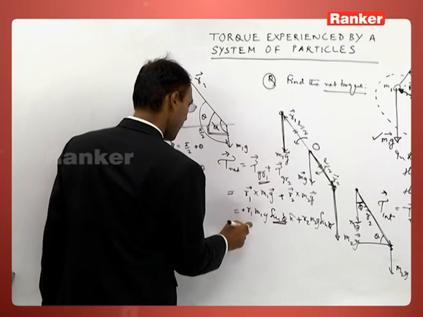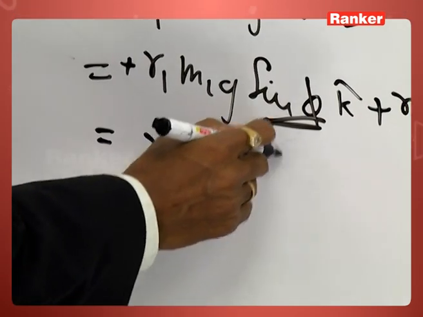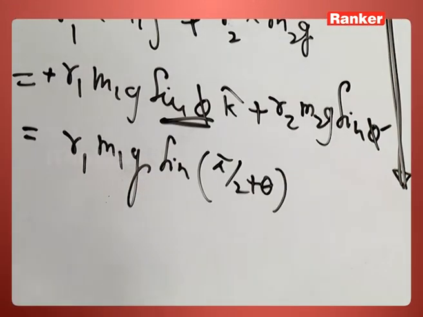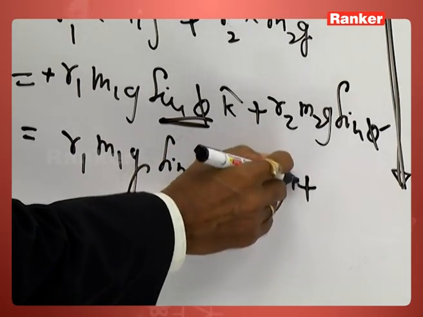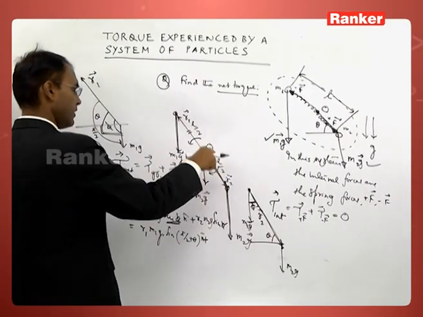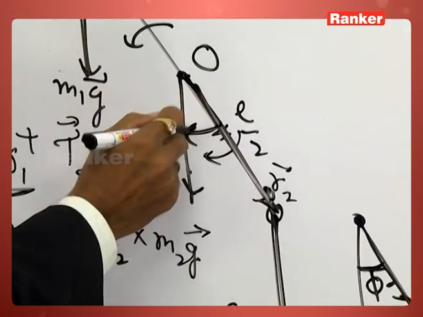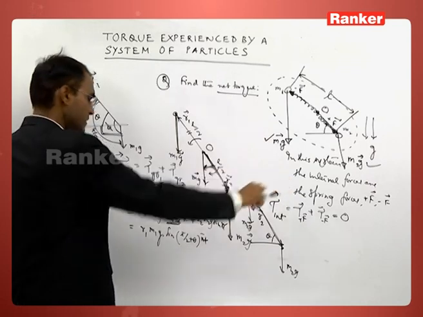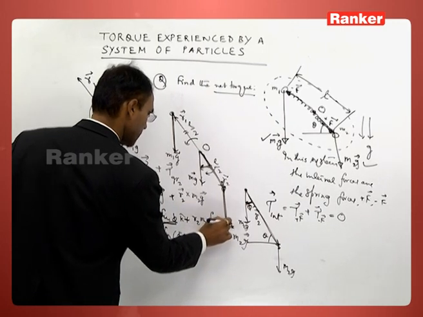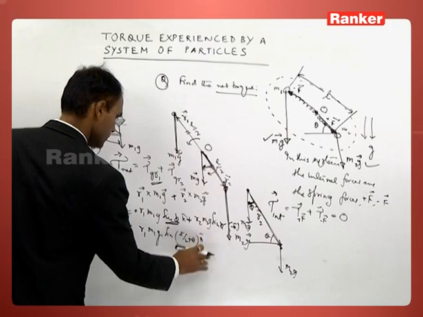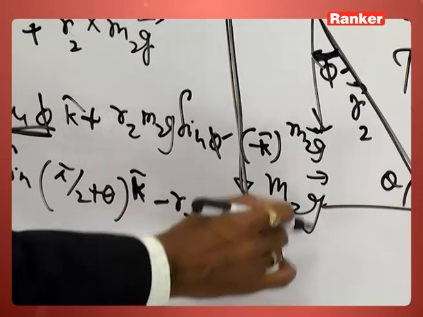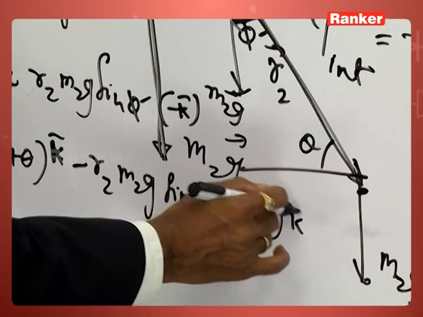Evaluate sin phi, substitute. By substituting phi as pi by 2 plus theta, you can write sin(pi/2 + theta) in k̂ direction. And here R cross mg, this is the R vector, this is the mg vector, R cross mg is in the minus k̂ direction. Minus R2 M2 g sin(pi/2 minus theta) k̂.